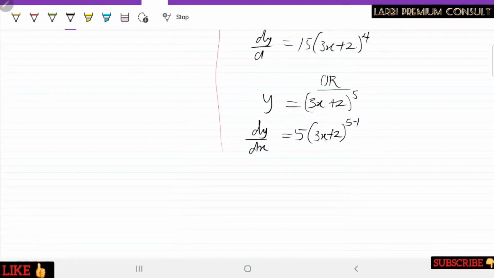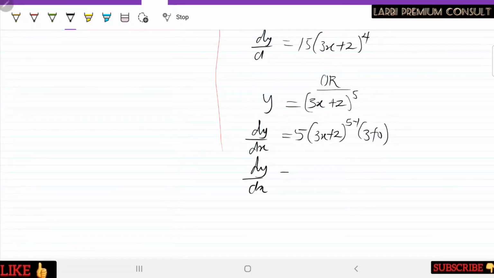So that's going to be what? When I differentiate 3x, it's going to be 3. When I differentiate the constant, it's going to be 0. So it's going to be more like this, plus 0. Remember, we said chain rule results in multiplication. So therefore, I can say that my dy over dx is going to be 15, because 3 is going to multiply with 5, giving 15, into bracket 3x plus 2 all to the power of 4. It's the same thing as this.